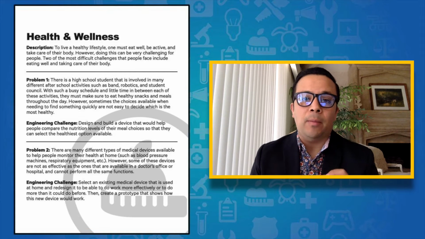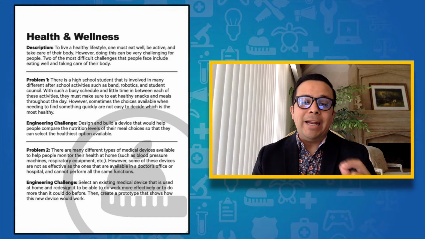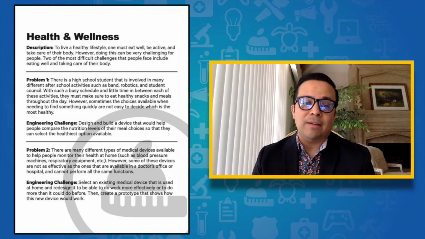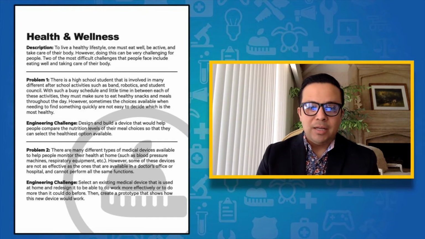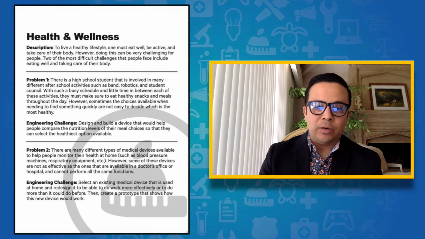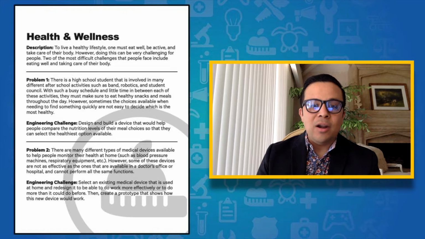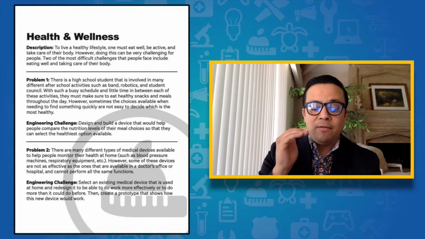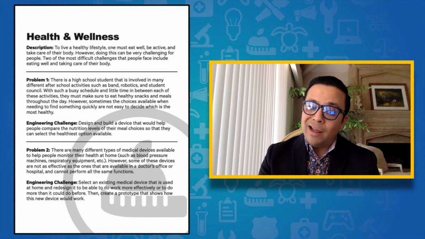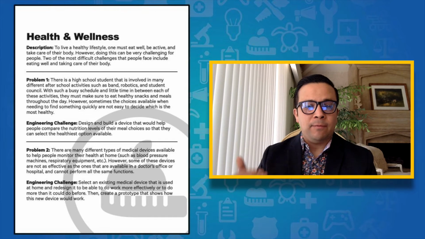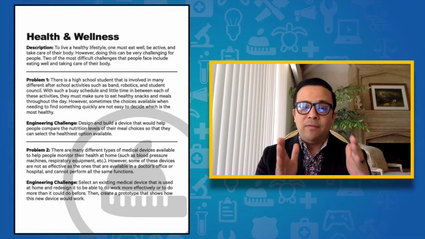Now, let me go ahead and read problem number two. It says this: there are many different types of medical devices available to help people monitor their health at home, such as blood pressure machines, respiratory equipment, etc. However, some of these devices are not as effective as the ones that are available at the doctor's office or hospital and cannot perform all the same functions. All right, so we've identified our problem.